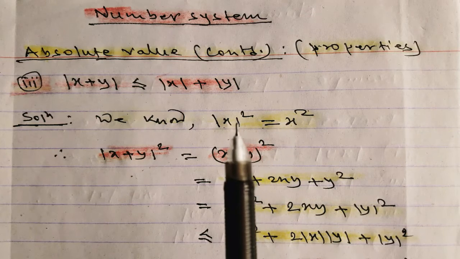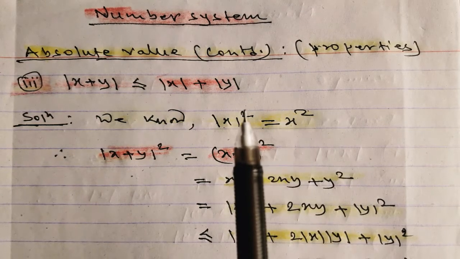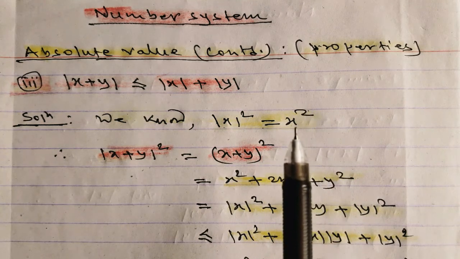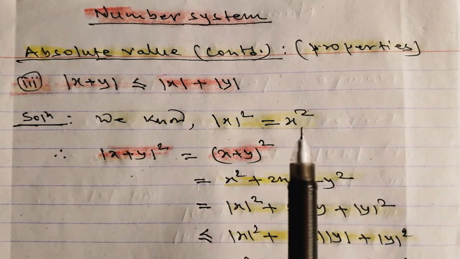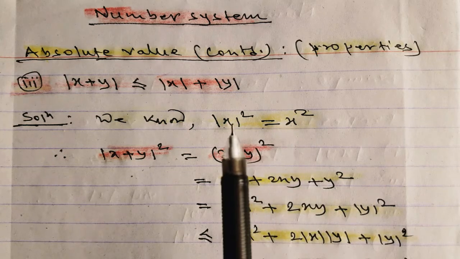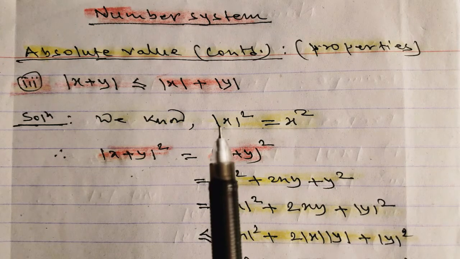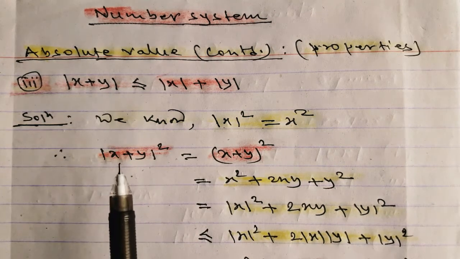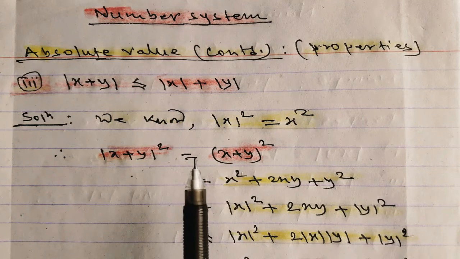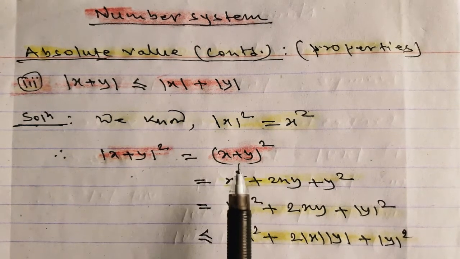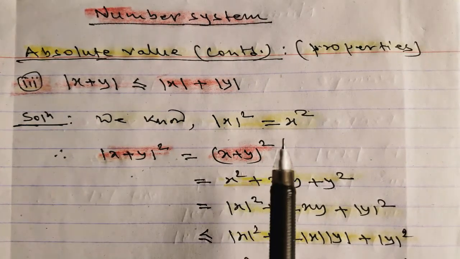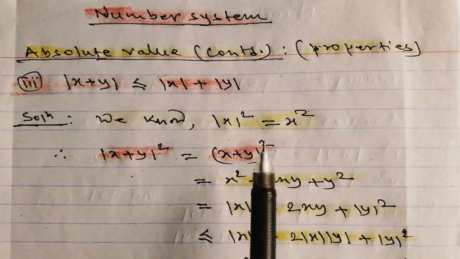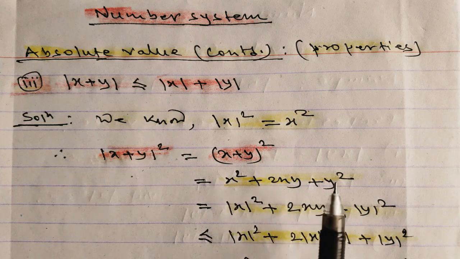We know square of the modulus of any real number is always equal to the square of the given real number x, because they give the same positive value. As we know, modulus is the positive value or numerical value of any real number. So substituting x by x plus y, we get x plus y whole square is equal to x plus y whole square as it is. X plus y whole square is equal to x square plus 2xy plus y square, using the formula of a plus b whole square, a square plus 2ab plus b square.